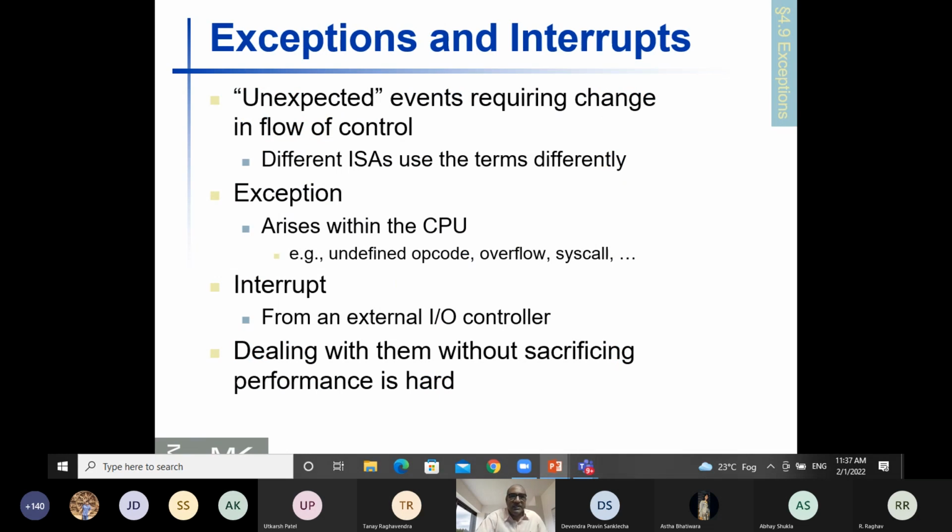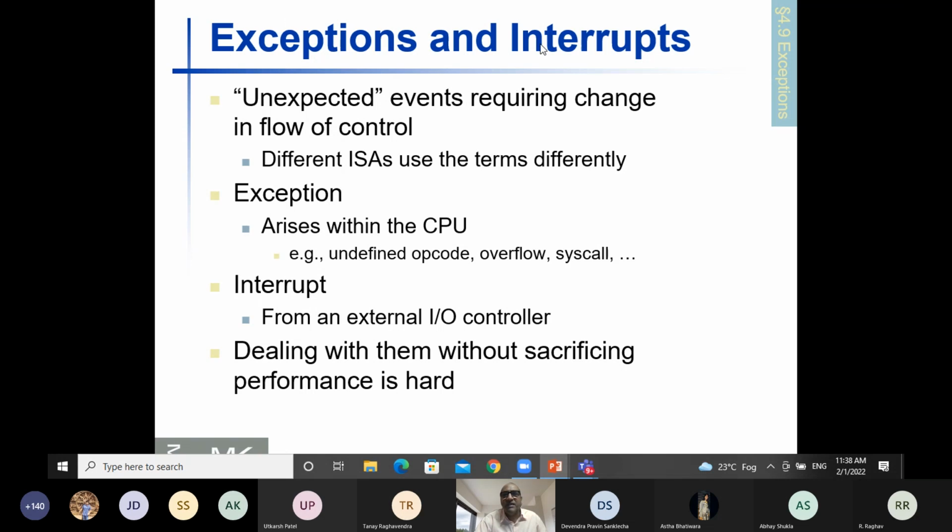Then we come to the last part, that is exceptions and interrupts. The terms exceptions and interrupts are used interchangeably in the literature. Earlier, most of the literature used the term interrupts. Now, from the MIPS instruction set architecture introduction, they call them exceptions.